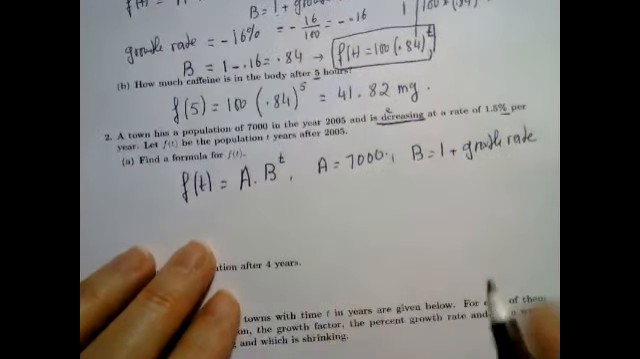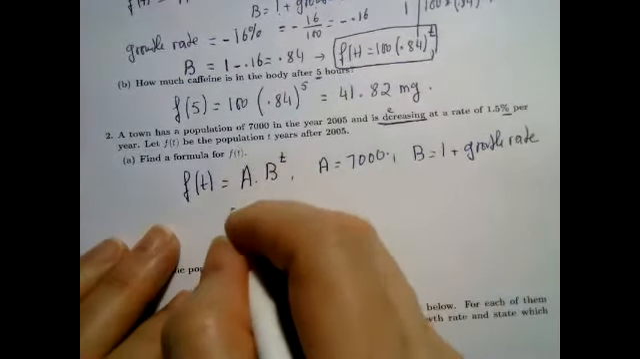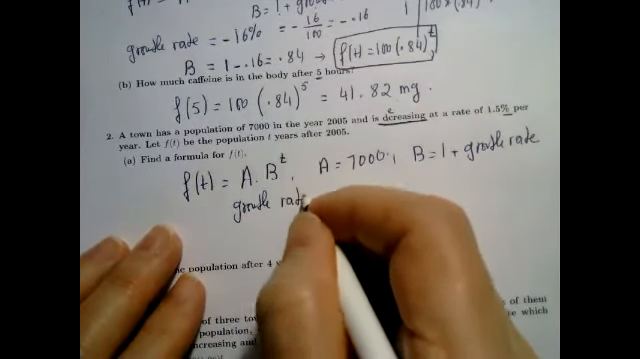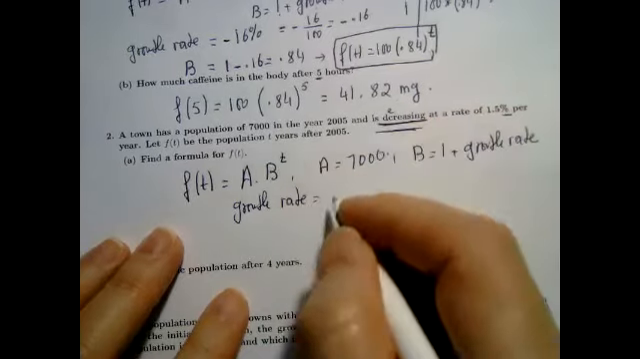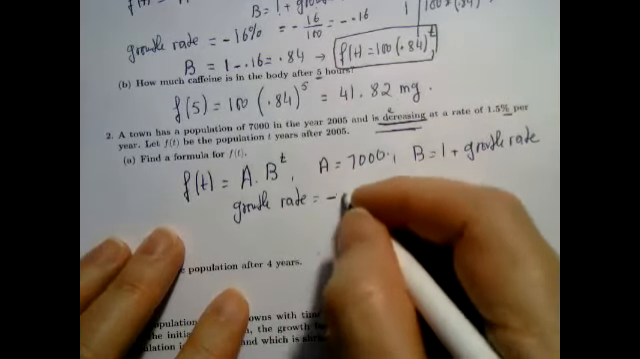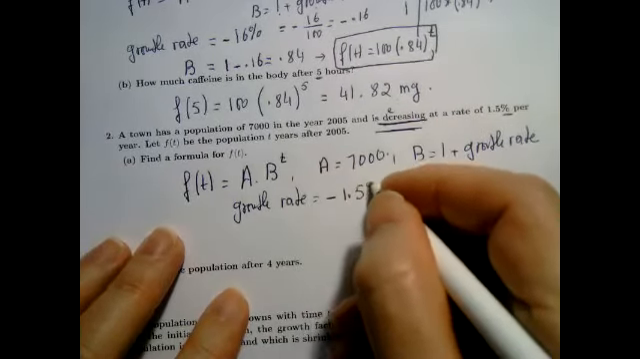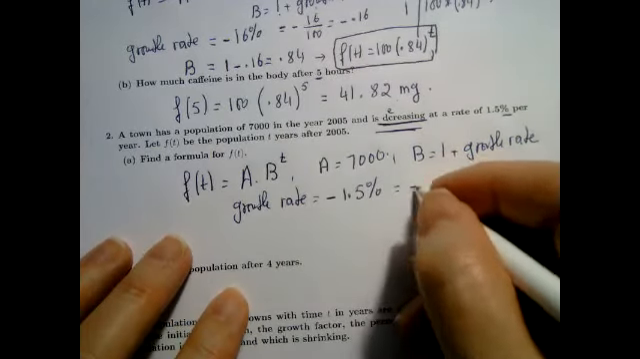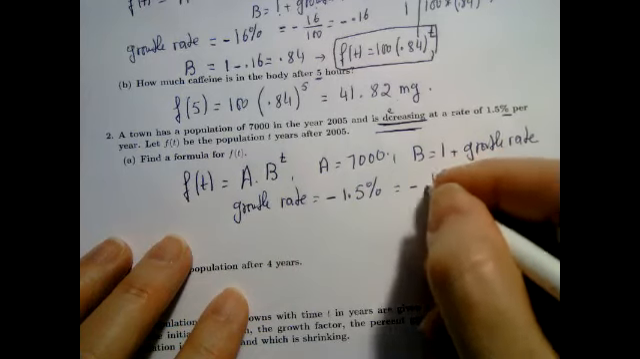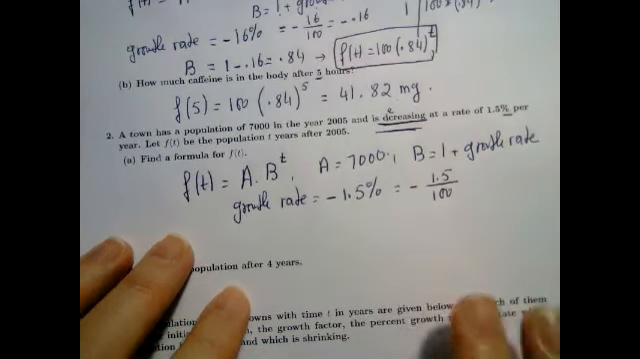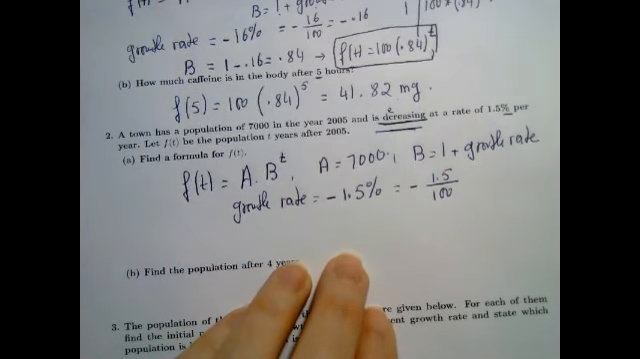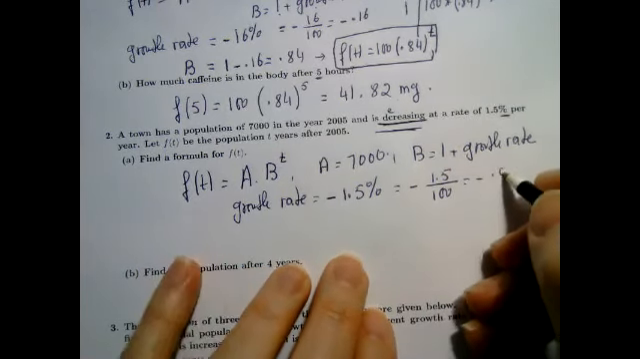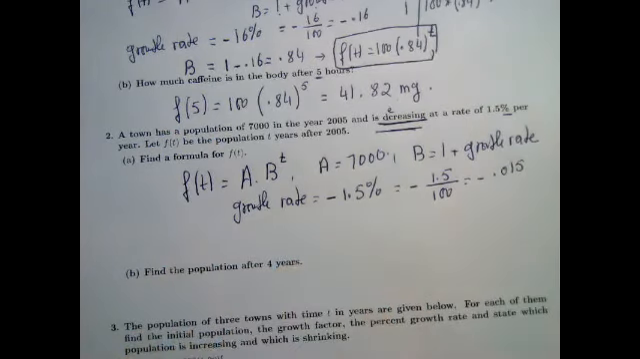So to find the formula, I need to find the growth rate. So what's the growth rate here? It's decreasing. It's a minus 1.5%. Now, 1.5% is 1.5 divided by 100. So you just divide by 100. And this will give me minus 0.015.